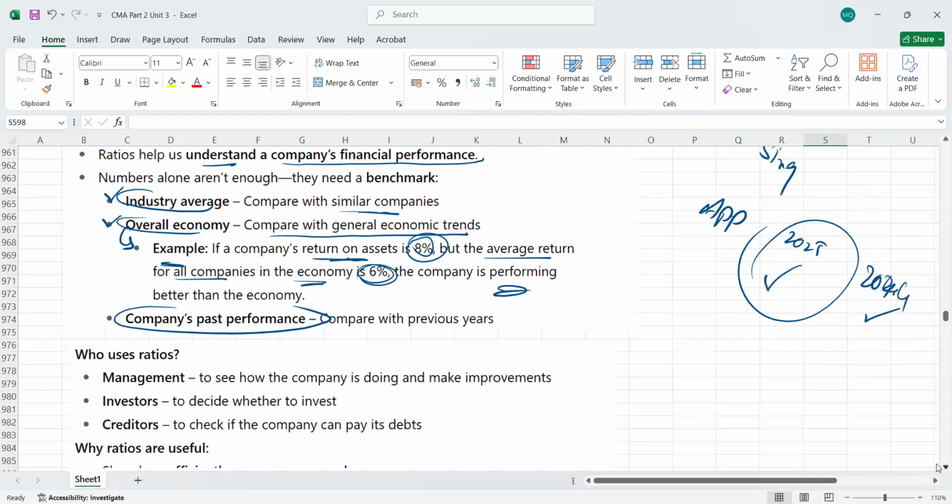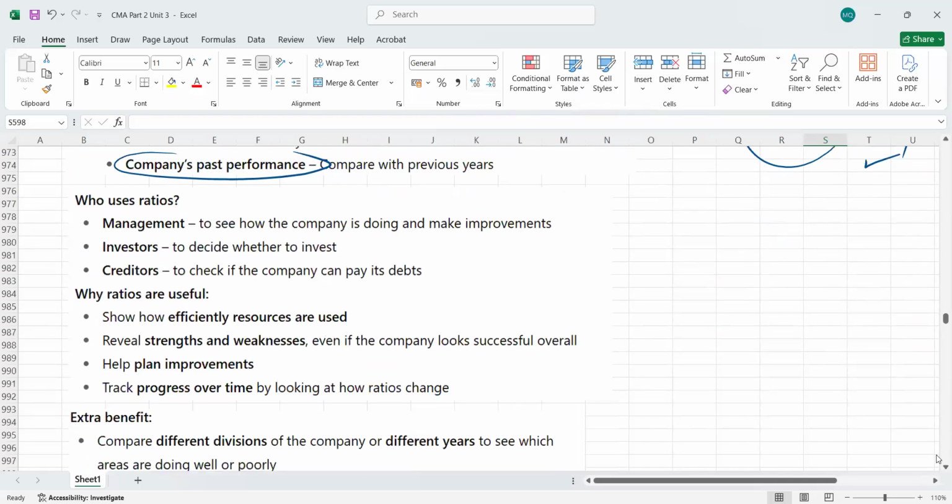Now the next part: who uses ratios? Definitely management will use them first, because management wants to see how the company is doing and make improvements. In other words, in which areas they are performing well and in which areas they are not. Ratio analysis can highlight those areas also. Then ratios can also be used by investors to decide whether to invest or not.